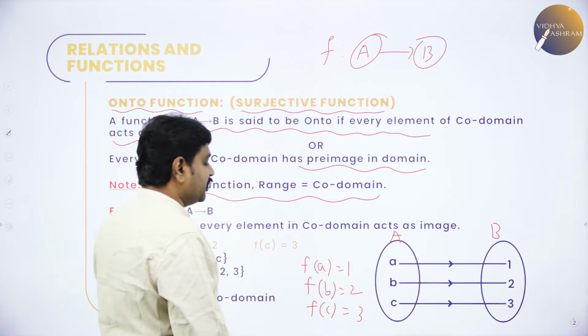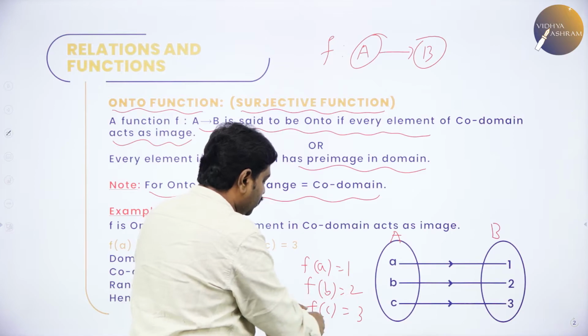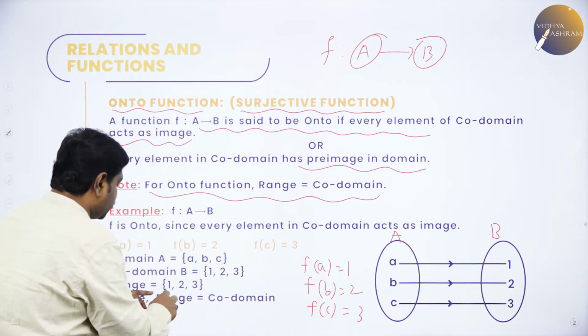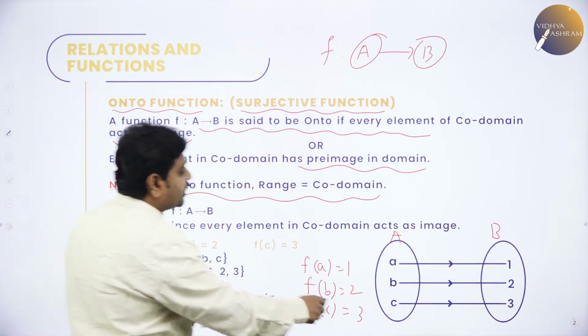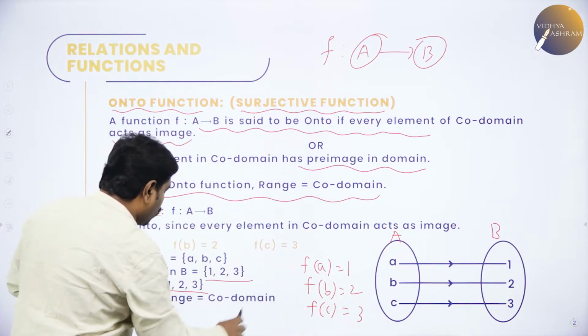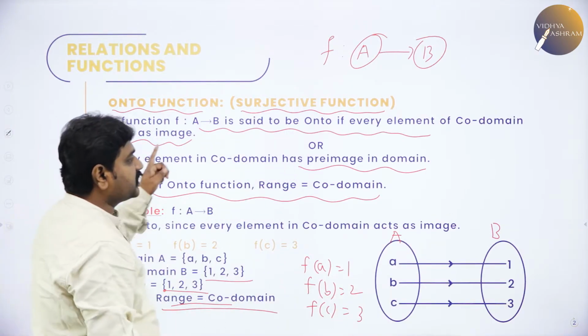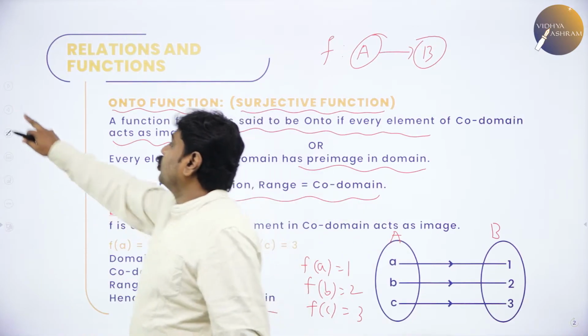So here, the set of images: image of A is 1, image of B is 2, image of C is 3. So the set of images, if I write, I will get 1 2 3. Codomain means the second set, if I write 1 2 3. So codomain and range both are same. If the function is onto, then codomain and range both are same.